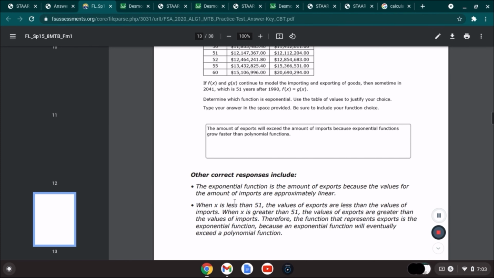If we look at the other correct response, we see when x is less than 51, the values of exports are less than the values of imports. When x is greater than 51, the value of the exports are greater than the value of the imports.